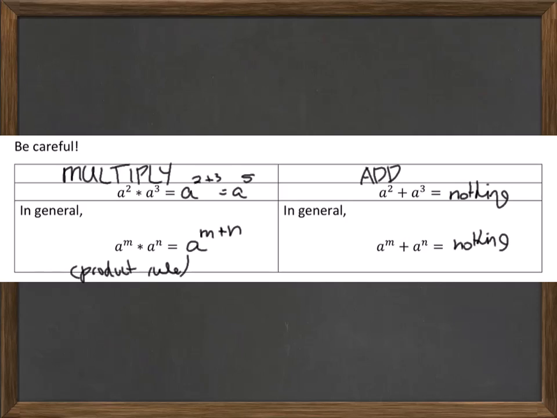Okay, so again, when we multiply something like this, a to the m times a to the n, we can apply the product rule of exponents. Notice there is no addition rule, right? There isn't any addition rule of exponents. So again, unless I tell you what a, m, and n are, there's nothing you can do with the expression a to the m power plus a to the n power. So be careful with that.